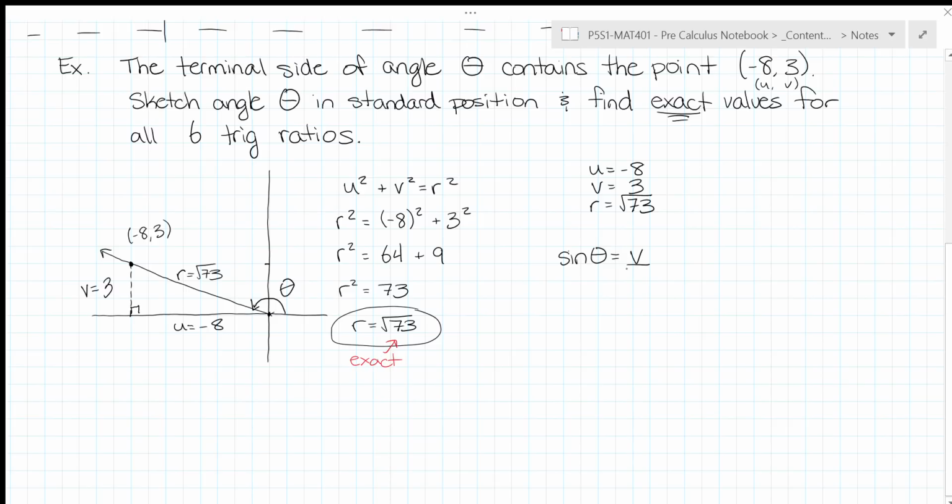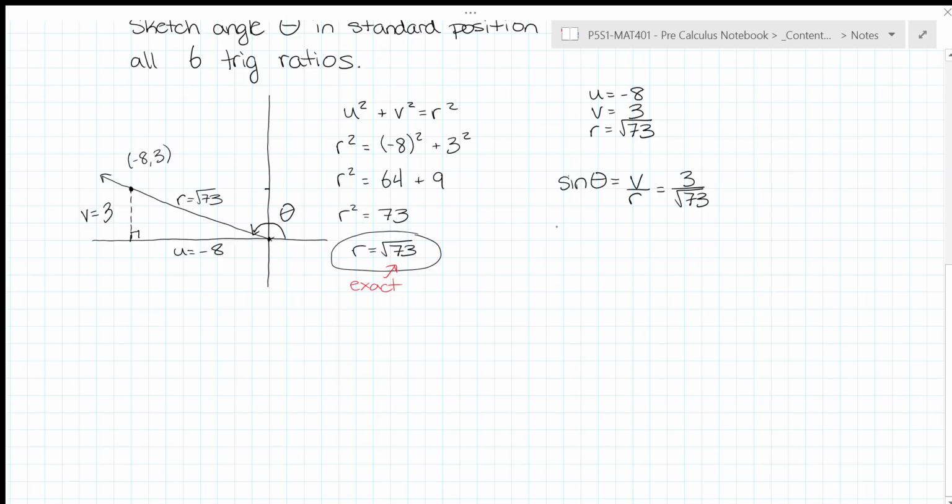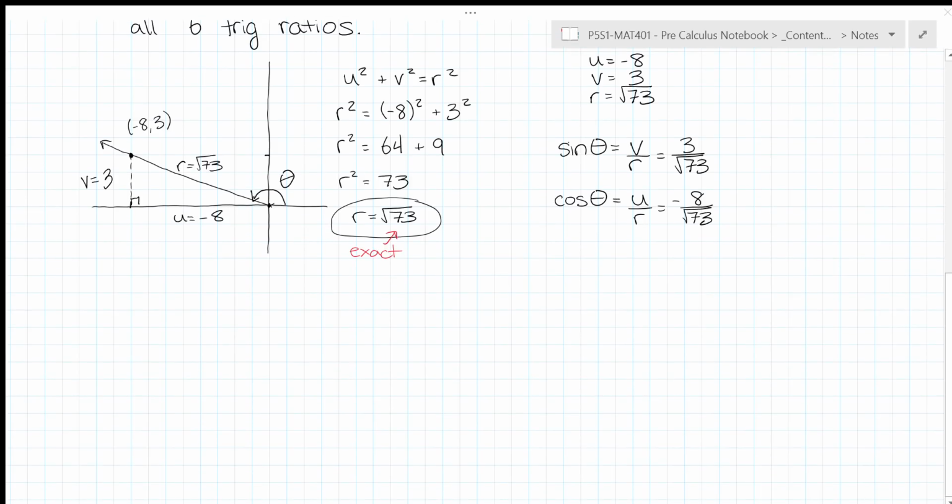But we have the sine of theta. That's v over r. Just plug it in. It's 3 over square root of 73, and don't touch it. That's your exact answer right there. The cosine of theta is equal to u over r, which is negative 8 over the square root of 73. And the tangent of theta is v over u, which is equal to 3 over negative 8.